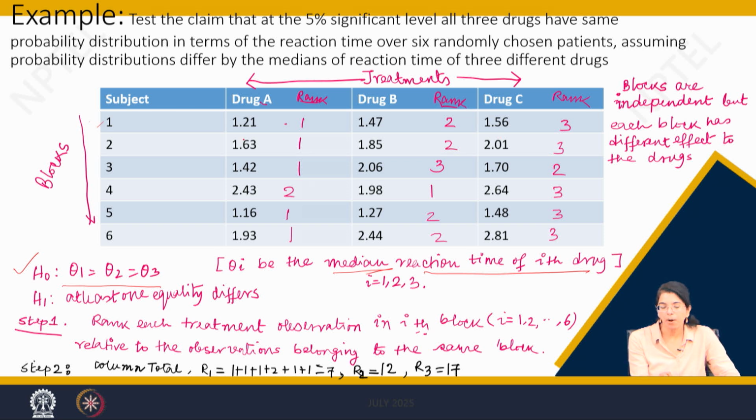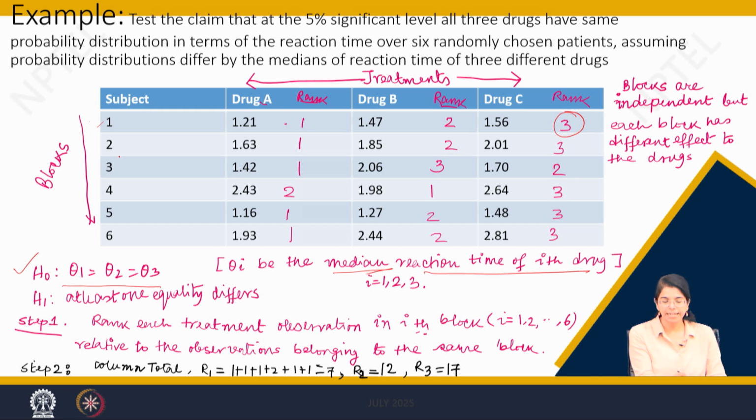You can see 1.21 is the lowermost value, so 1. 1.47 is second lowermost, so 2. And the largest value in this group of 3 observations is 1.56, so it should receive the rank 3. Similarly, go down all of the observations, assign their ranks, but within the block. Clear? Now you can understand.